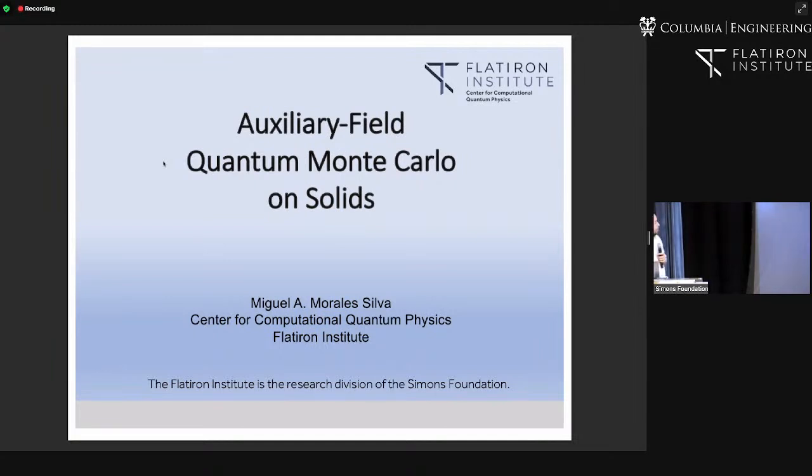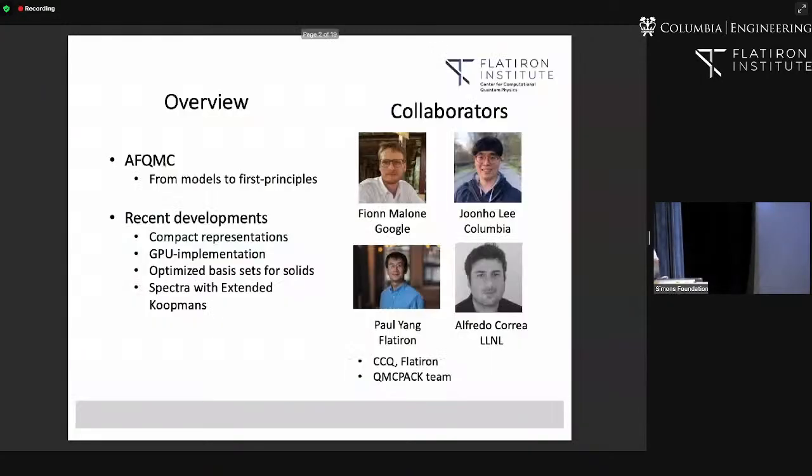My name is Miguel Morales Silva. As of a year ago, more or less, I am at the CCQ, the Center for Computational Quantum Physics at the Flatiron Institute. And today I'm going to talk about what I've been doing over the last few years, which has mainly been focused on auxiliary field quantum Monte Carlo and the goal of pushing it towards applications of real materials.